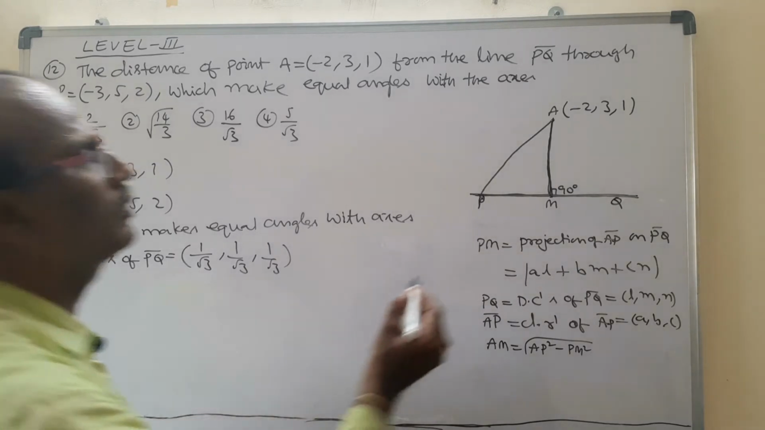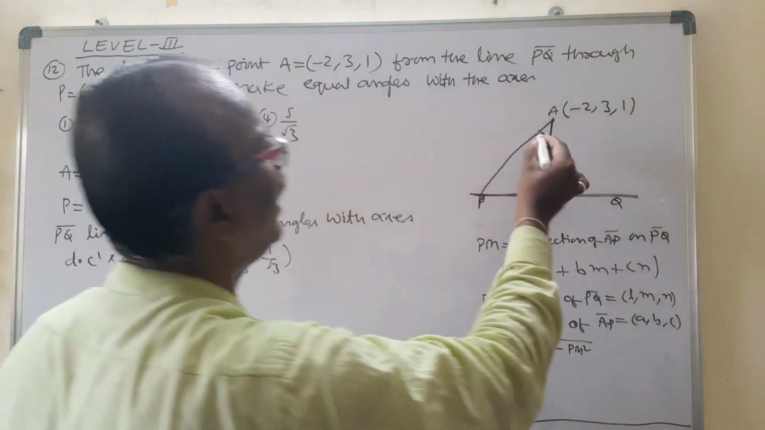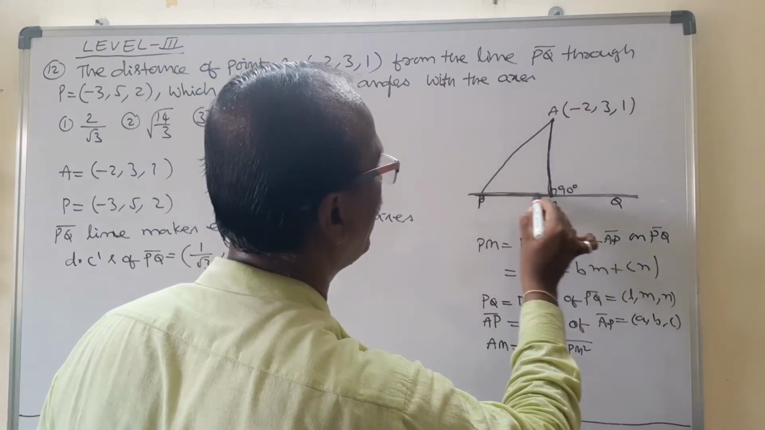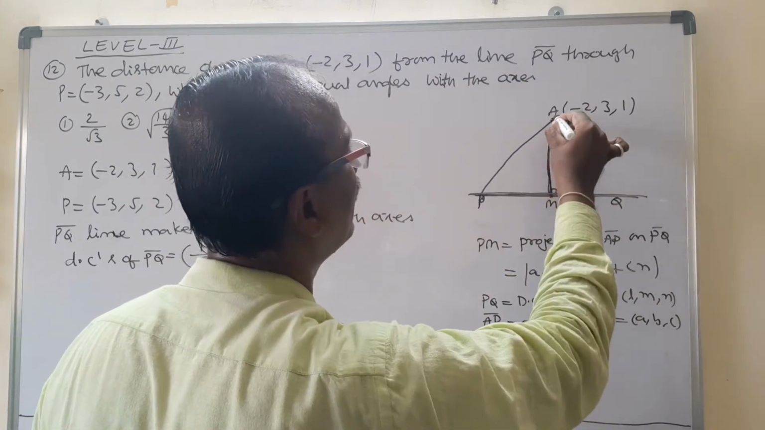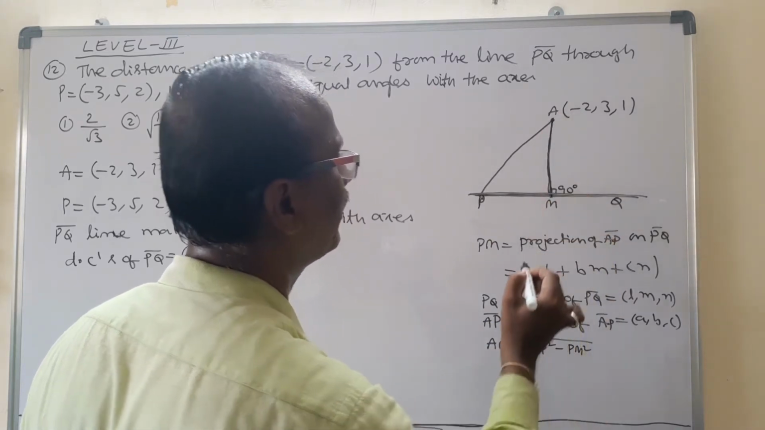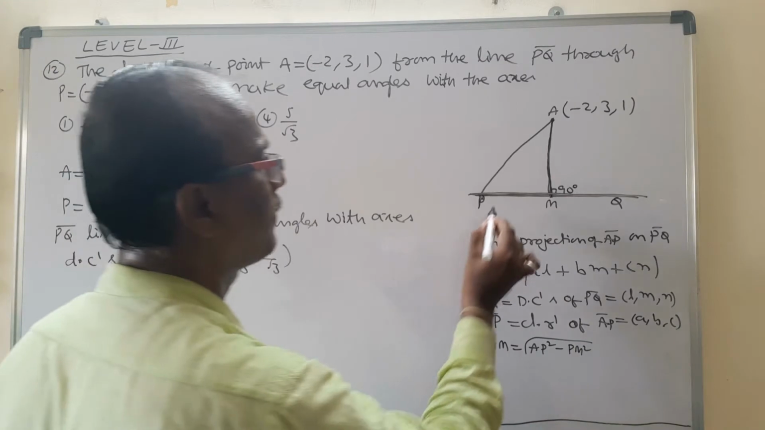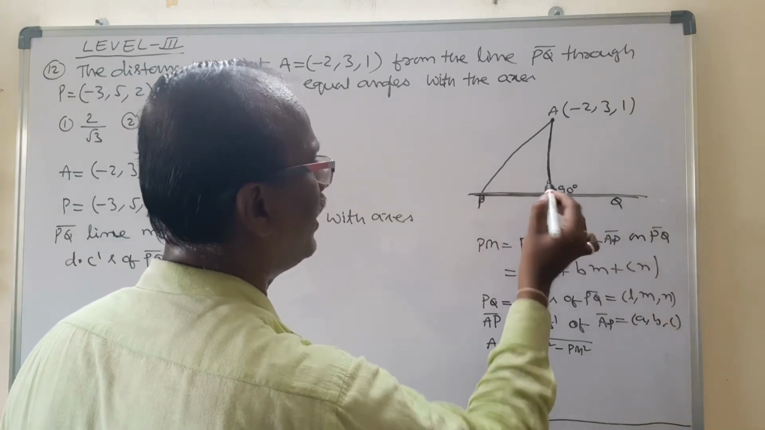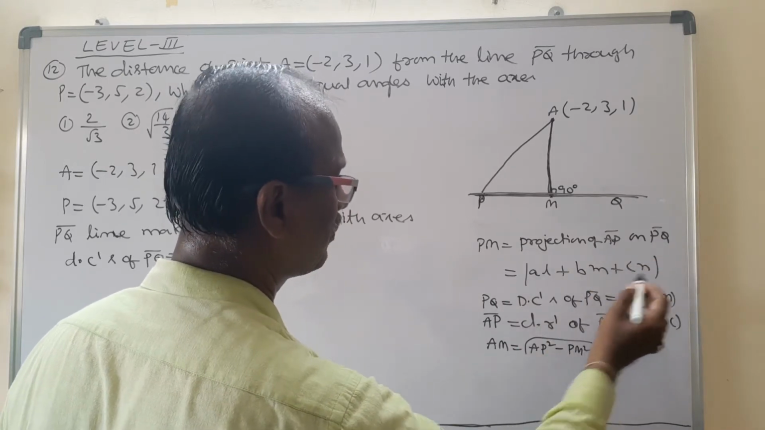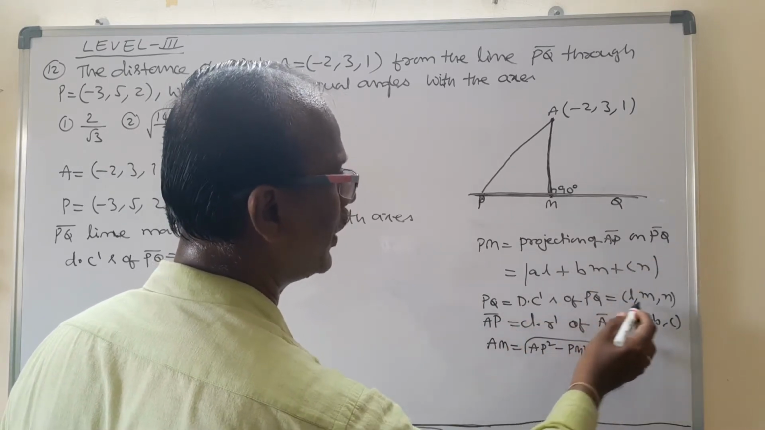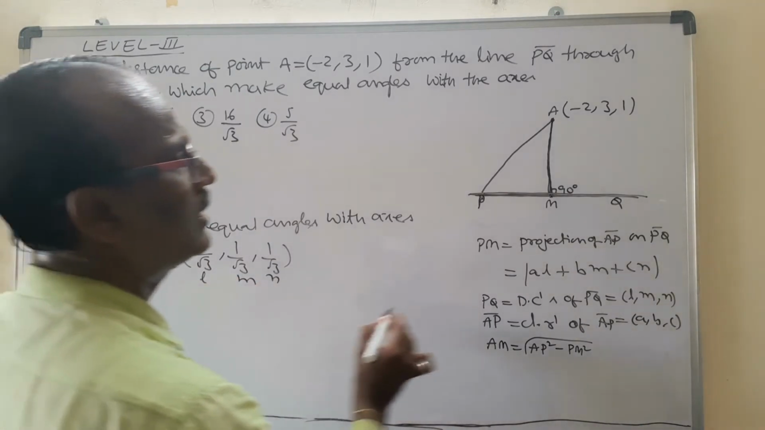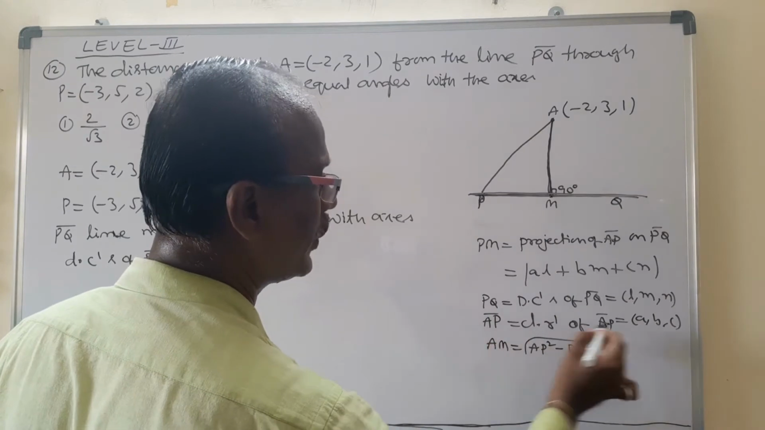Here, to find the distance of the point A from the line PQ: this is the PQ line, this is the point. To find the distance AM, this is the projection, 90 degrees. First, to find the PM distance. PM is the projection of AP on PQ. This is the formula. The direction cosines of PQ are L, M, N.